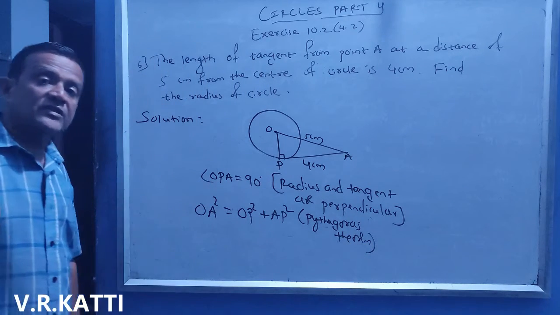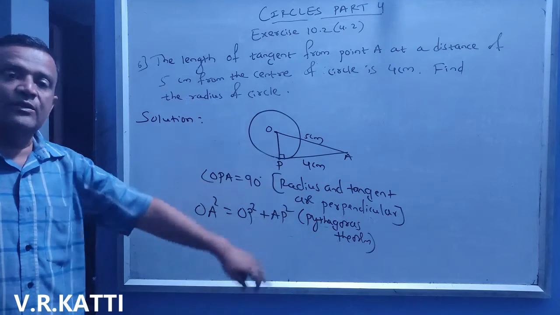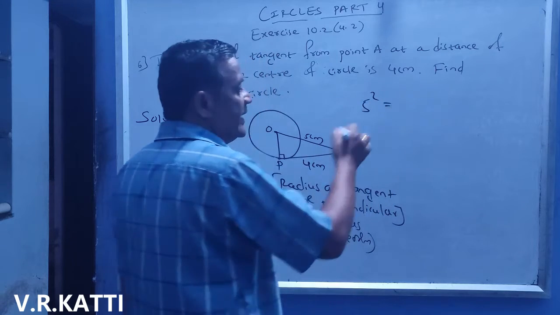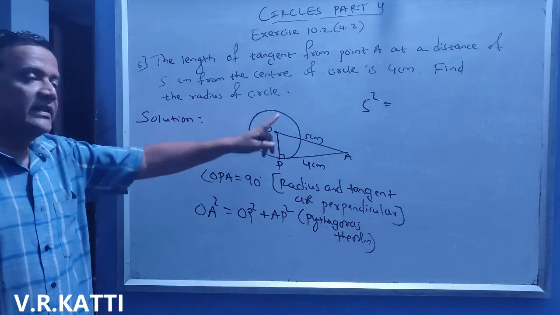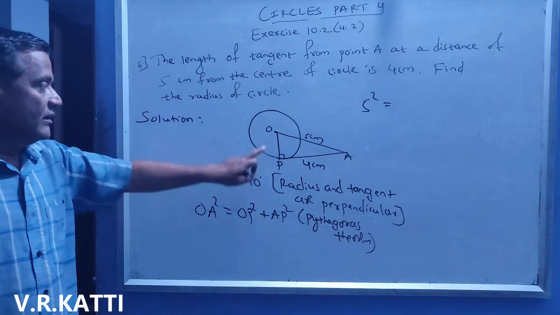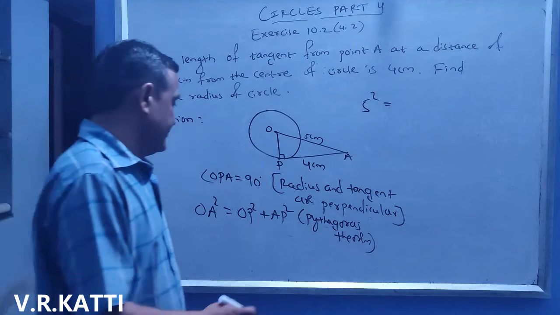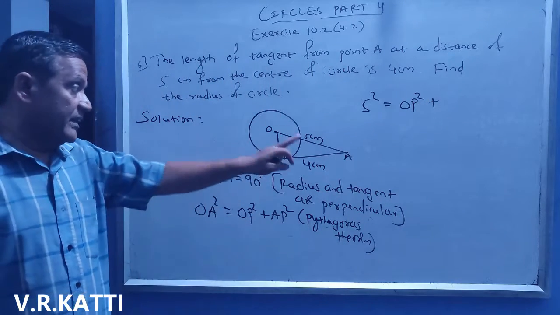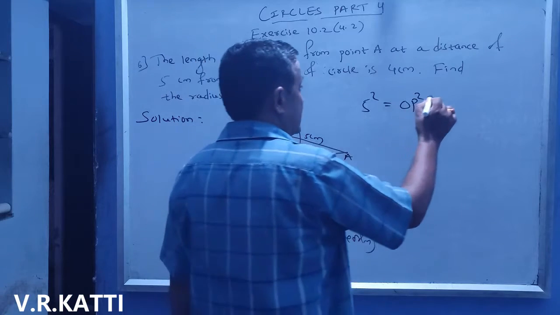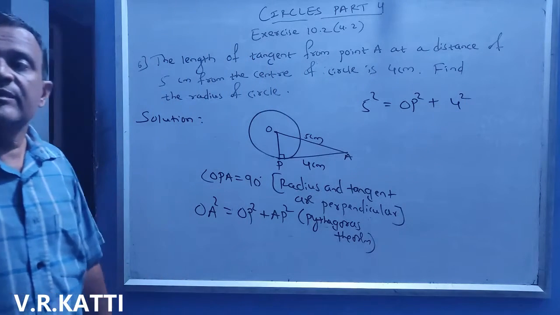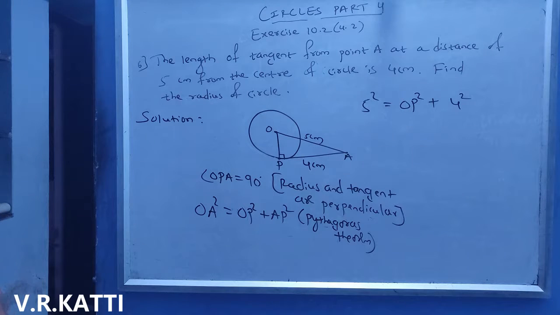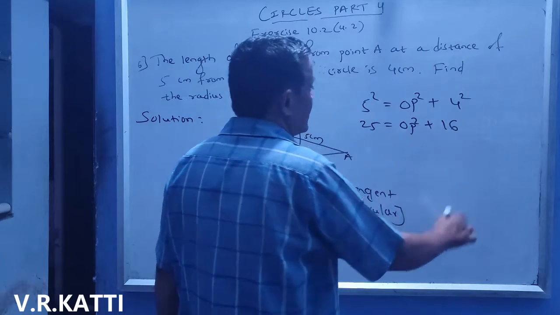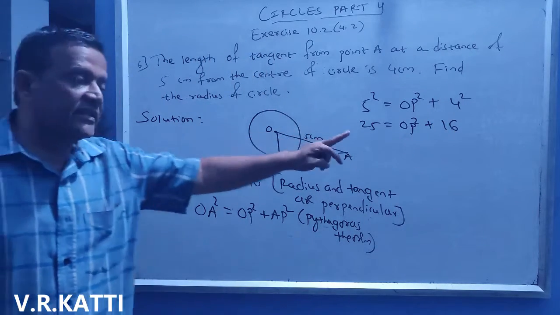Students, now substitute the values. OA is the hypotenuse, so OA square is 5 square. OP is the radius, so OP square we don't know, plus AP square, and AP is 4 square. So 5 square is 25, and 4 square is 16. Bring 16 to this side.